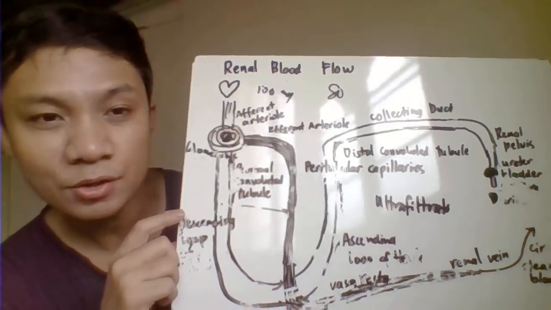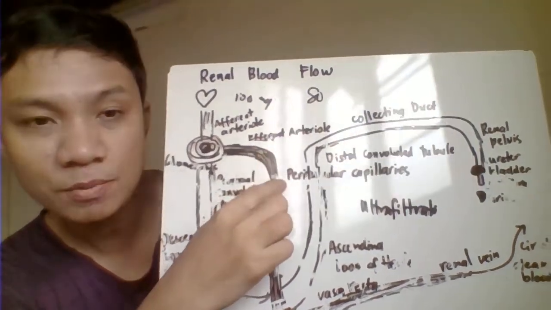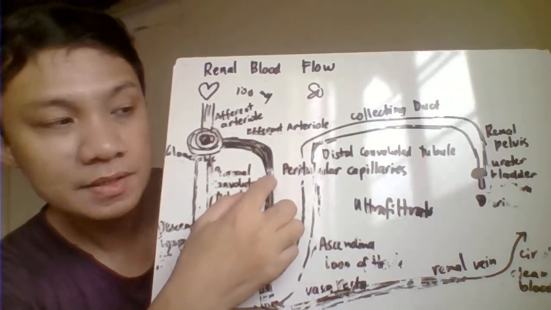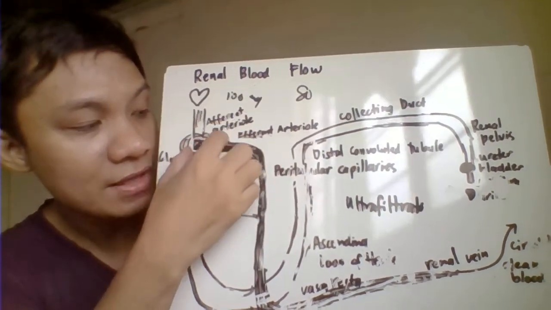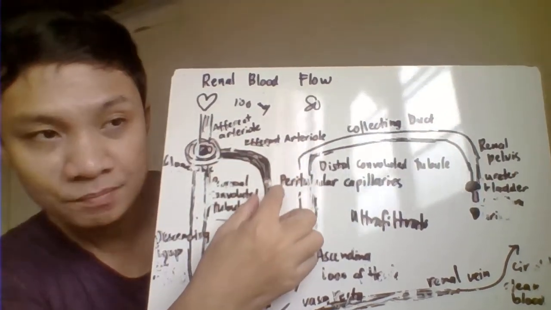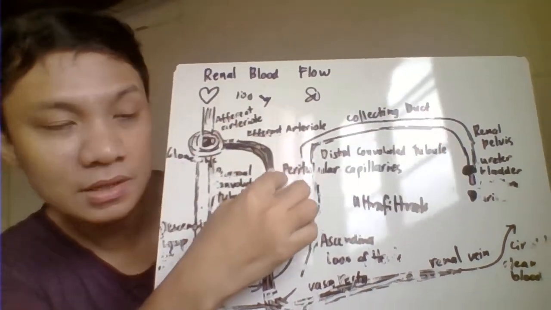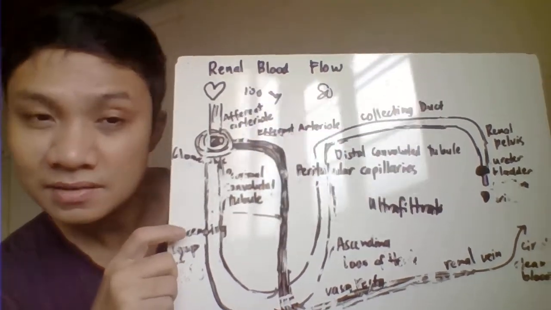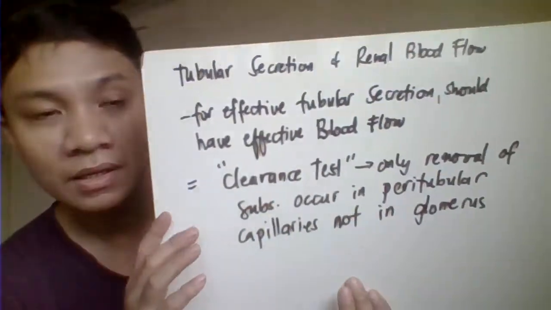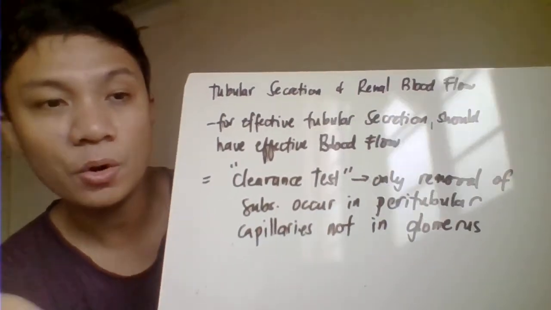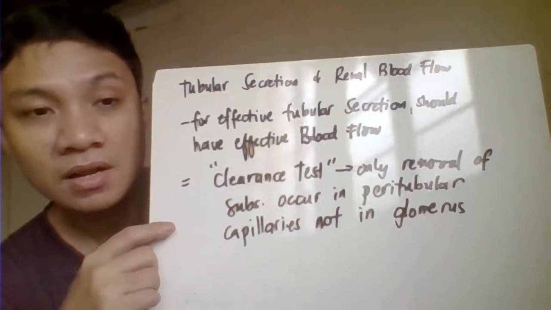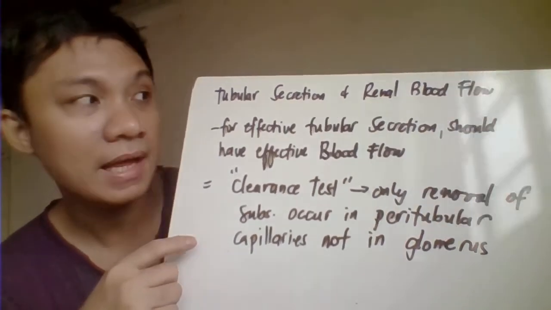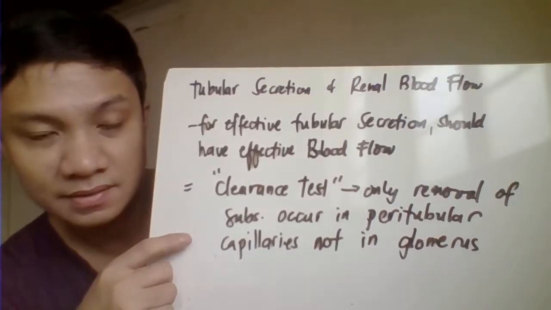Saan ulit nangyayari ang tubular secretion natin? Dito sa peritubular capillaries. So, para magkaroon ng tubular secretion, dapat ang blood natin effective, ang flow niya papunta din dito. Kasi pag hindi siya effective, hindi siya makapunta dito, hindi mangyayari ang tubular secretion. That's why your tubular secretion and renal blood flow here should go hand in hand with one another. You should have an adequate renal blood flow in order for you to have an adequate tubular secretion process.